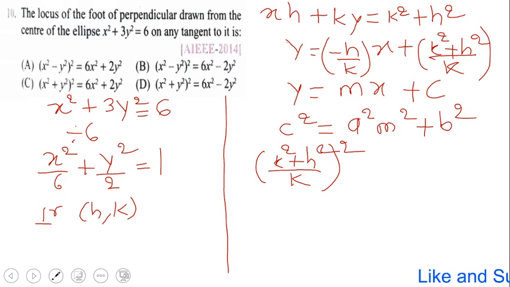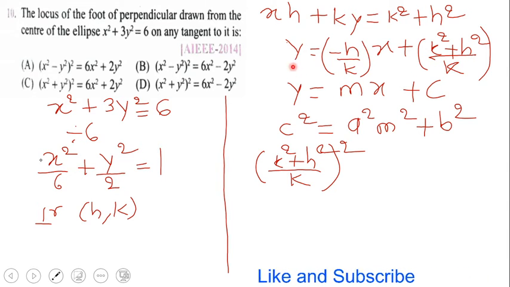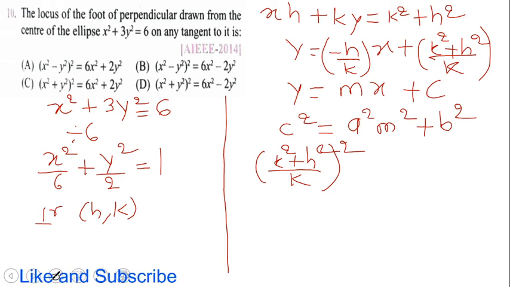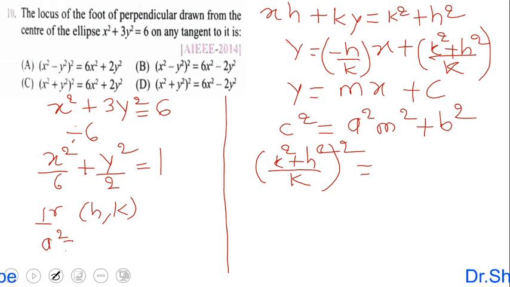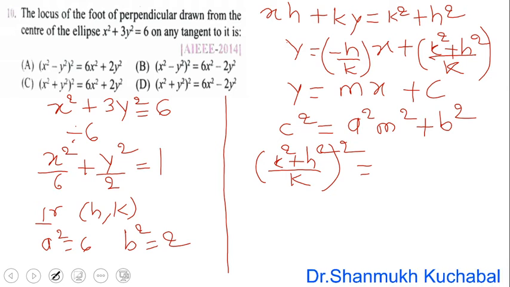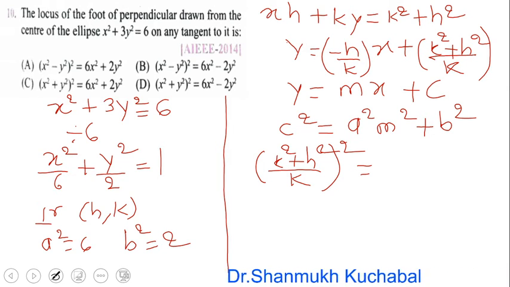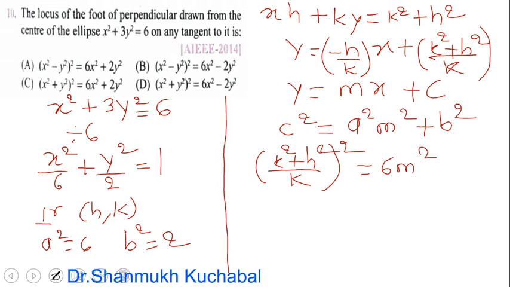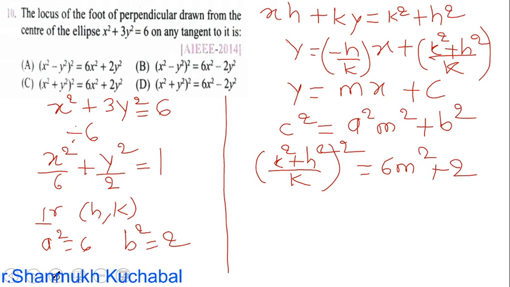Similarly, m value is minus h divided by k. So that I have used here. So a square is 6, b square is 2 from the standard equation of an ellipse. So a square is 6, b square is 2. So further we have to simplify this one.